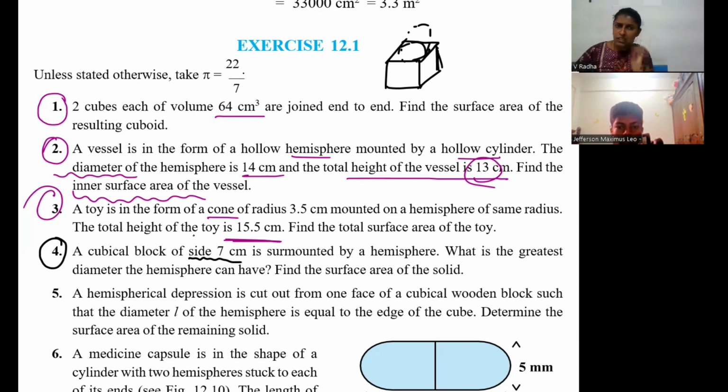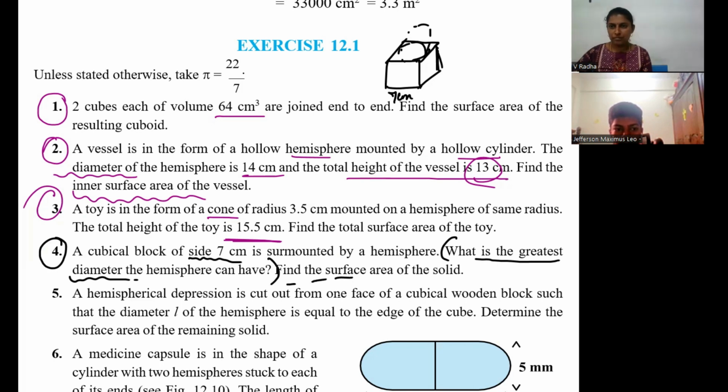What is the greatest diameter the hemisphere can have? The block has a side measurement of 7 cm. Our question is, what is the greatest diameter of the hemisphere? We need not find the total surface area first. So here two questions are there. What is the greatest diameter of the hemisphere, and the second question, find the surface area.